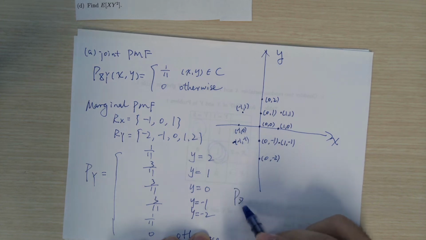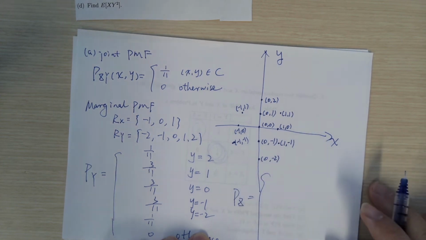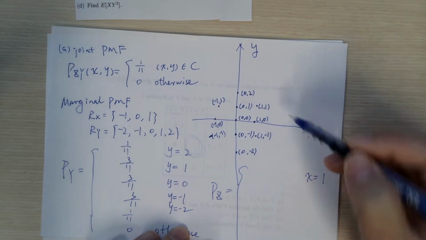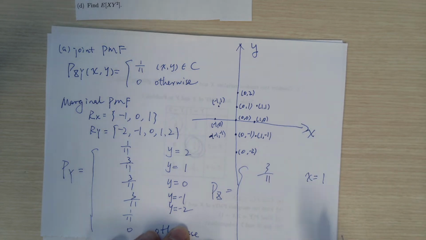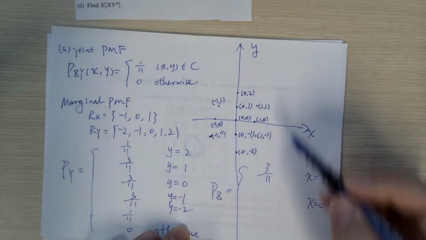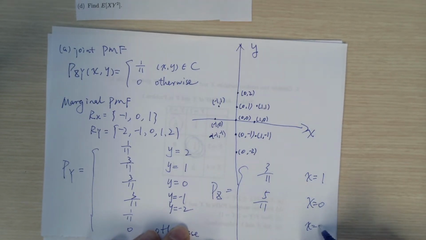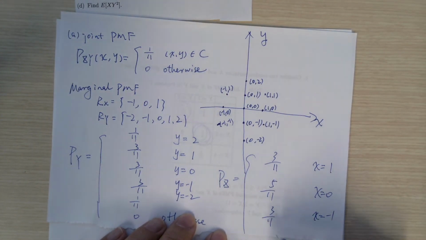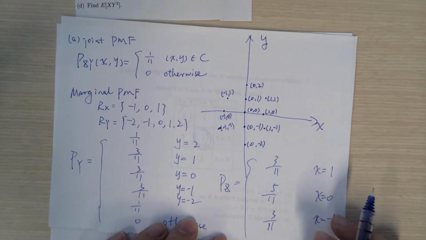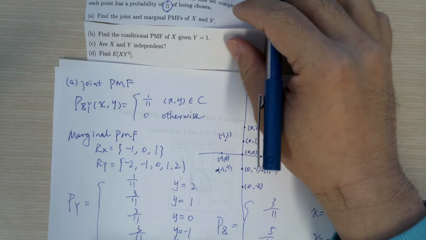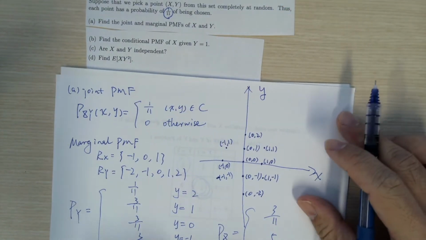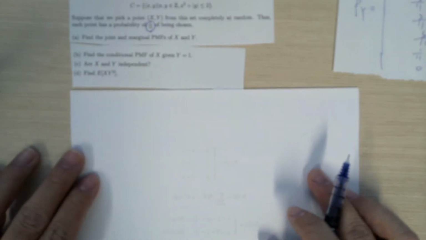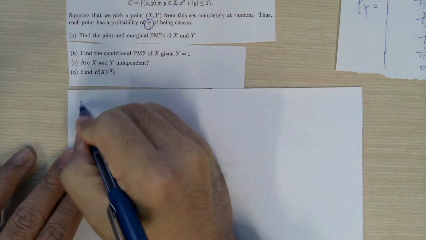And then the marginal PMF for x. When x equals 1, as you can see, it's 3 over 11. When x equals 0, it's 5 over 11. When x equals negative 1, it is 3 over 11. So that's what we can do. That's part of problem 8, right? Figure out the joint and the marginal PMF for x and y. Okay. So moving on, what about part B?